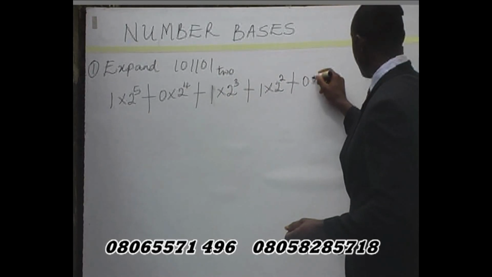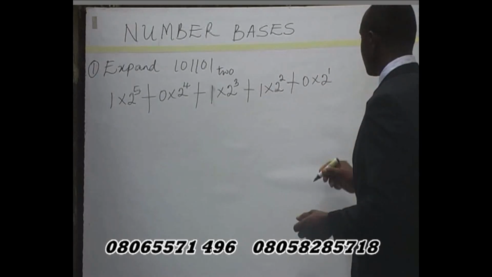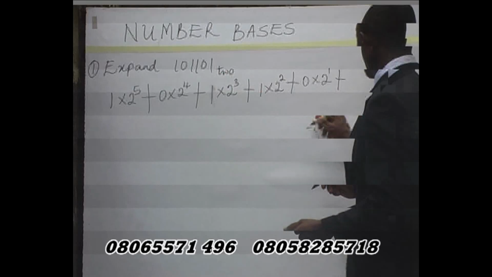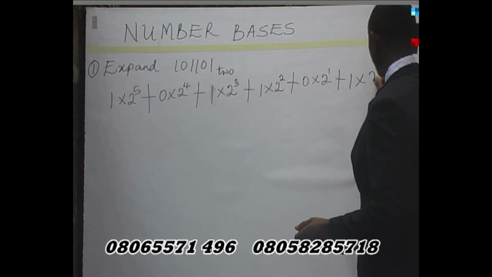0 times 2 exponent 1. Plus the last number, 1 times 2 exponent 0.